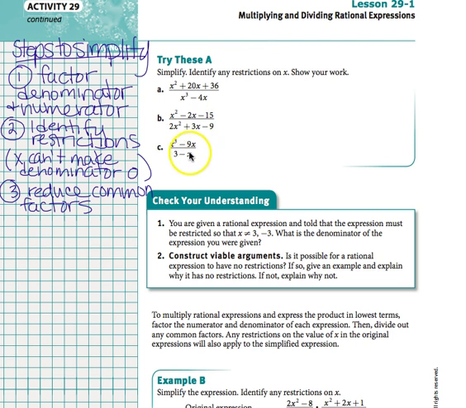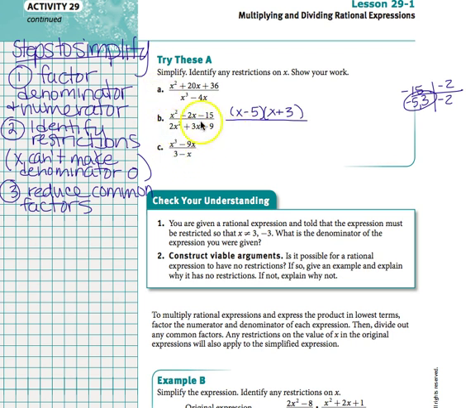It's not a special product. So that means I'm looking to chart factor it. So I'm looking for what multiplies to negative 15 and adds to negative 2. So multiplies to negative 15, adds to negative 2. So the winners here would be negative 5, positive 3. So that means this top factors into x minus 5 times x plus 3. So I'm done factoring my numerator. Now I need to look at my denominator.